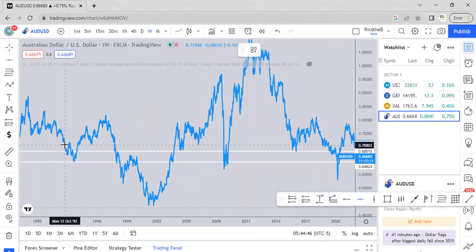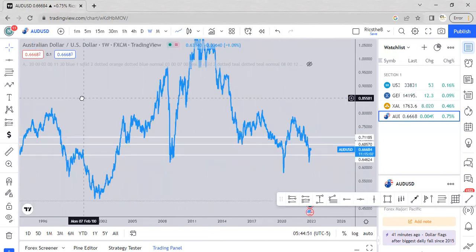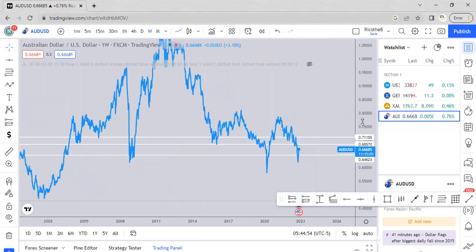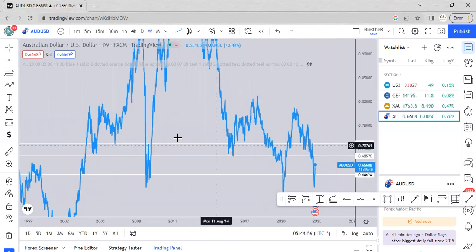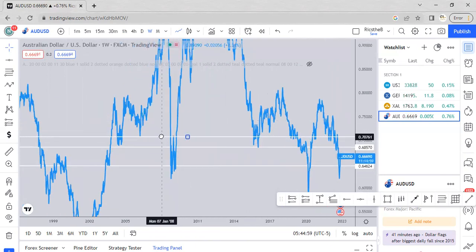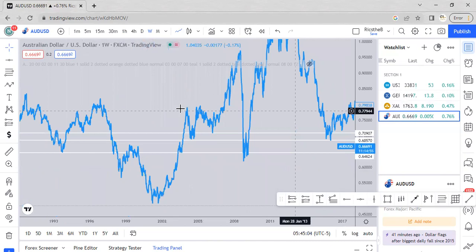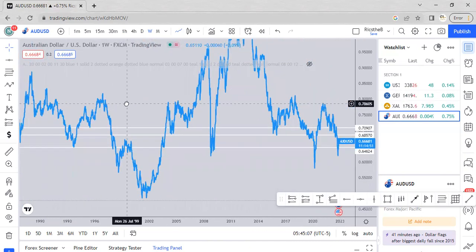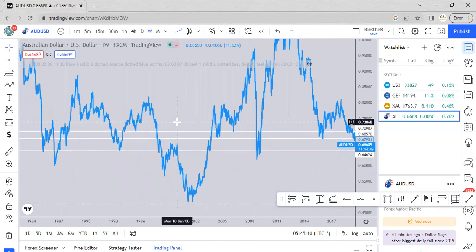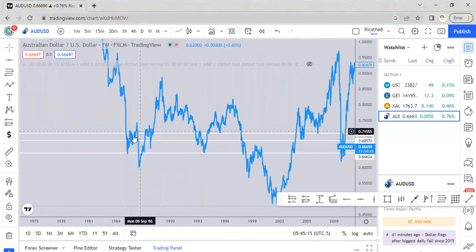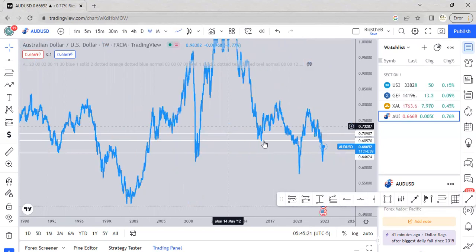Again, same stuff. Right here you can see we have another zone. Let me place it properly. Let's see where we can get the finest rejections. Avoid having too many lines. We have this zone right here. Of course, rejection, rejection.